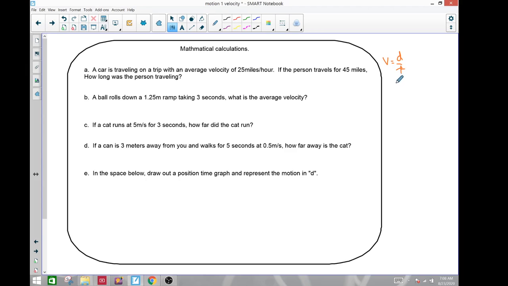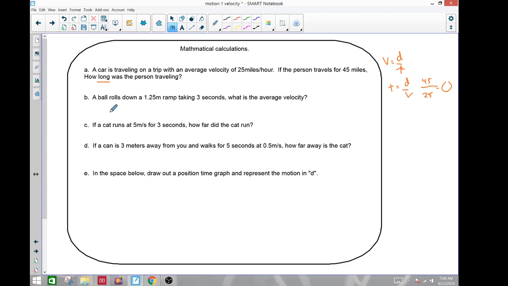Okay. The car is traveling an average velocity of 25 miles per hour, so that's V. The person travels 45 miles. How long was the person traveling? So we're looking for time here, actually, right? Time. So that's a misnomer word there, but let's just solve for time. So again, I rearrange. So time is distance divided by velocity. So turn it around. The distance is 45. The velocity is 25, and I trust that you can do that math.